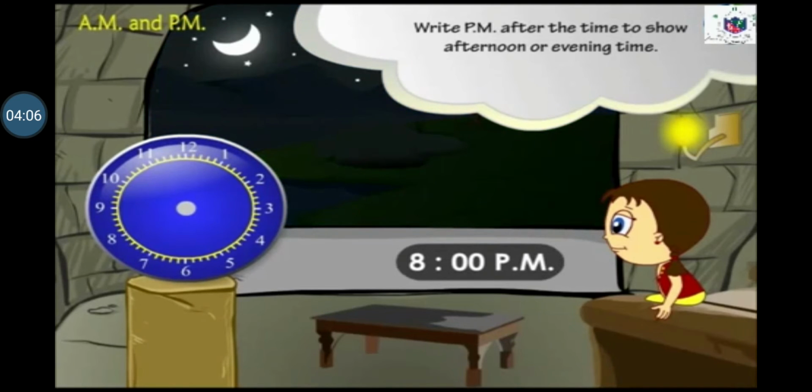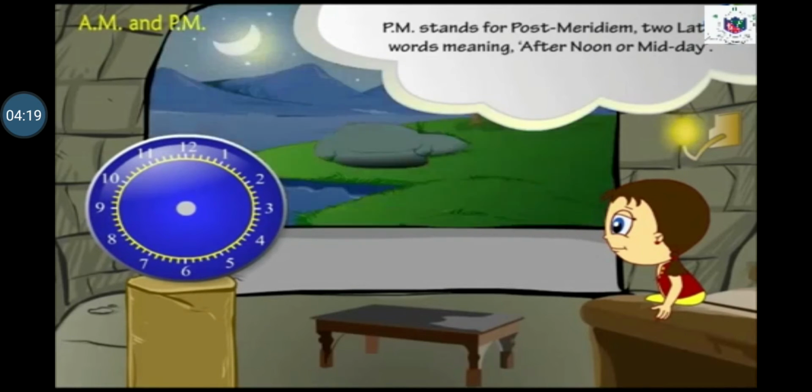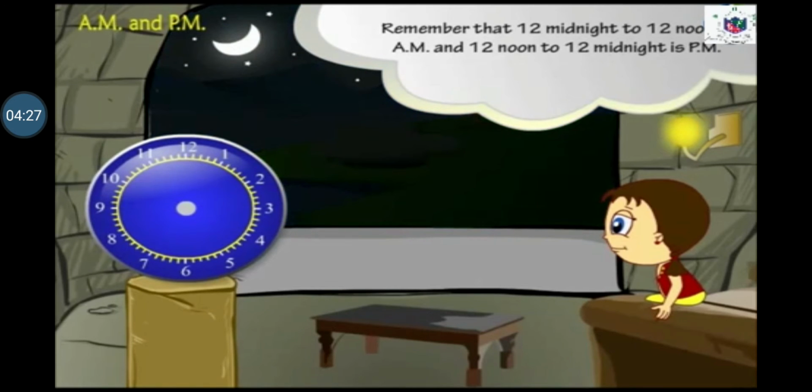We write PM after the time to show afternoon or evening time. PM stands for post meridiem. Means 2 Latin words, afternoon or midday. Remember, my dear students, that 12 midnight to 12 noon is AM and 12 noon to 12 midnight is PM.